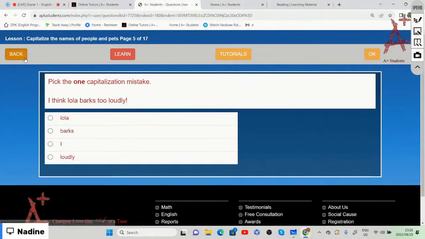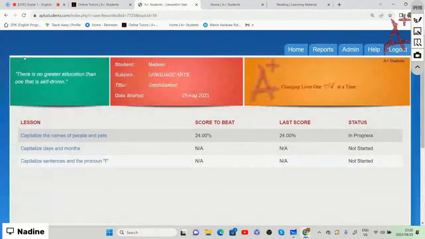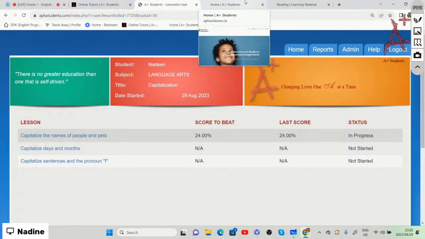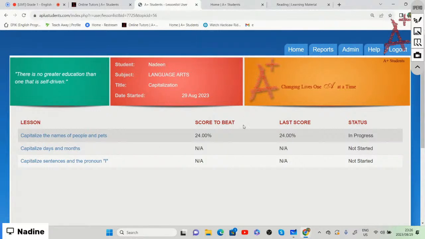All right. So that is capitalizing the names of people as well as pets, right? And we said that if you capitalize names of people as well as names of pets, then it means that you need to write the names of the people and pets with uppercase, which is a capital letter. So basically the first letter of the name or the first letter of the name of the pet needs to be written with a capital letter. We also call it upper case.